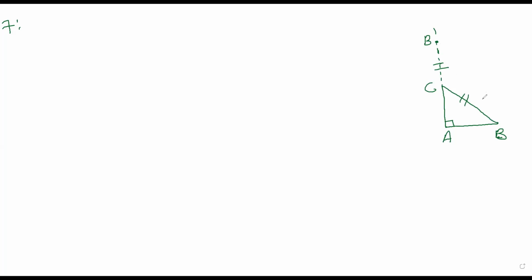So B dash C is the part of the tree which is broken and which fell down to make an angle of 45 degrees with the base, with the ground, and hence B dash C is equal to BC. And then the distance between the foot of the tree and where it touches the ground is 15 meters.